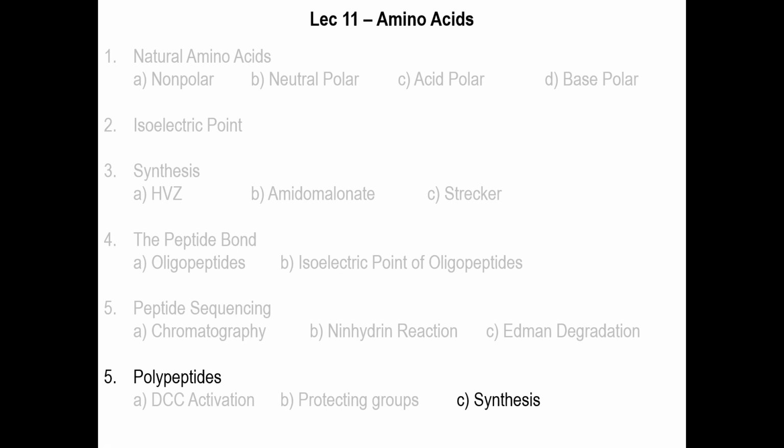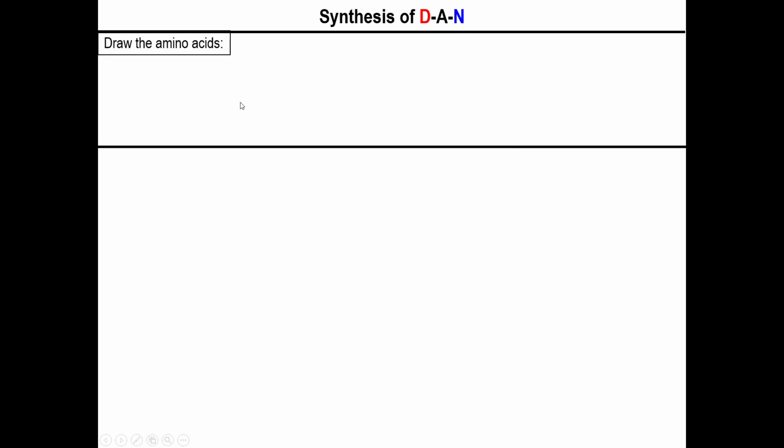Hello back. It is time to talk about polypeptide synthesis or just peptide synthesis. All right, so let's pretend that we're interested in synthesizing DAN, right? So this is the tripeptide that contains aspartic acid, alanine, and asparagine. So what you want to do first is draw those amino acids, right?